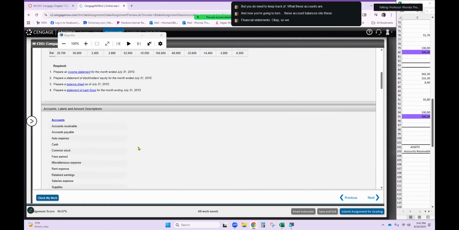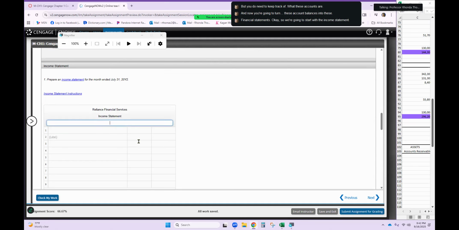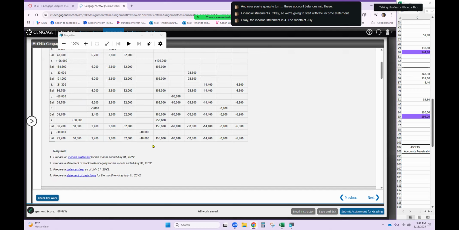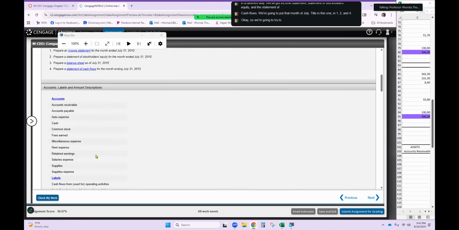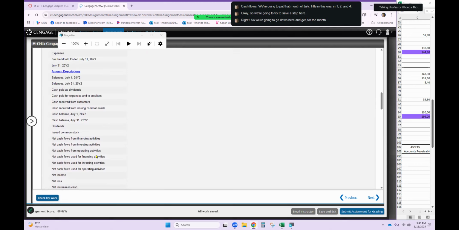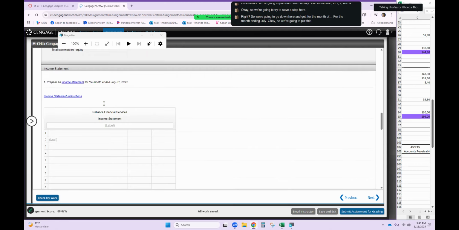Okay, so we're going to start with the income statement. Okay, the income statement is for the month of July. Okay, so this is the month of July. Okay, I'm really going to tackle this in a different way. We've got income statement, statement of stockholders' equity, and the statement of cash flows. We're going to put that month of July title in this one in 1, 2, and 4. Okay, so we're going to try to save a step here, right? So we're going to go down here and get for the month ending July. Okay, so we're going to put this in 3 of the 4.